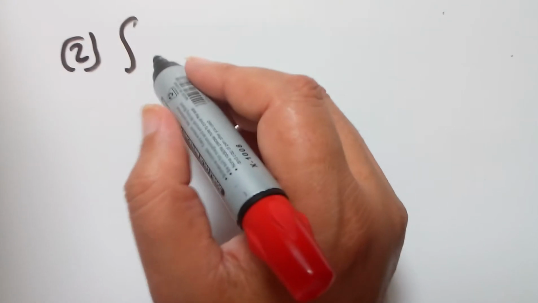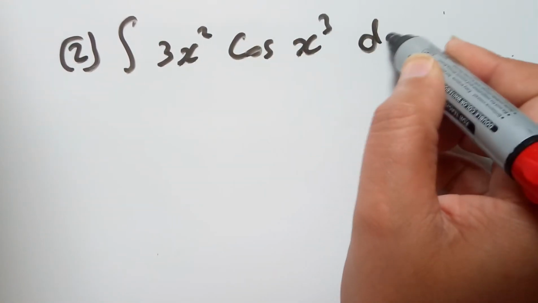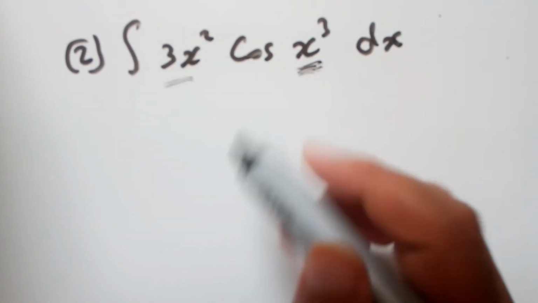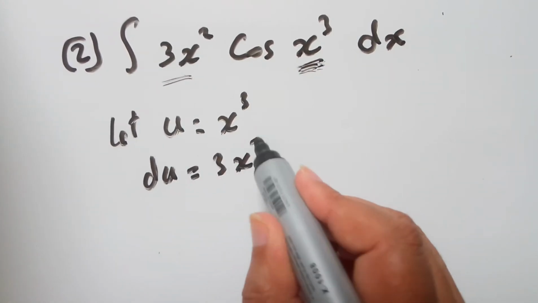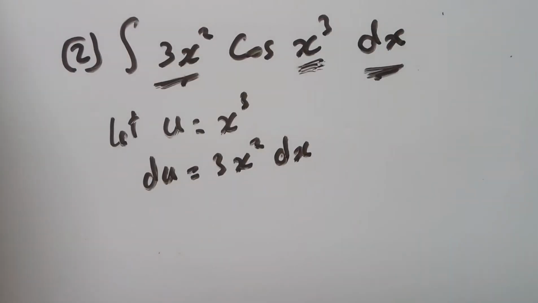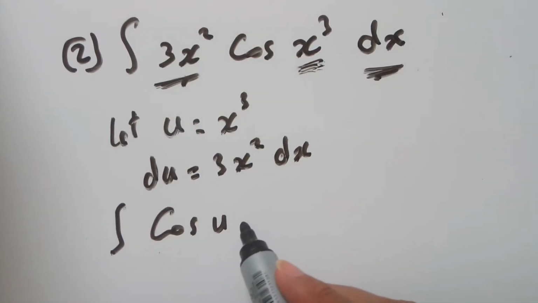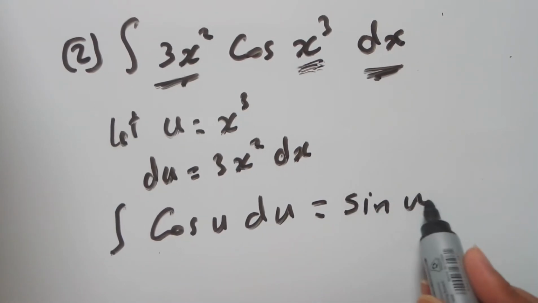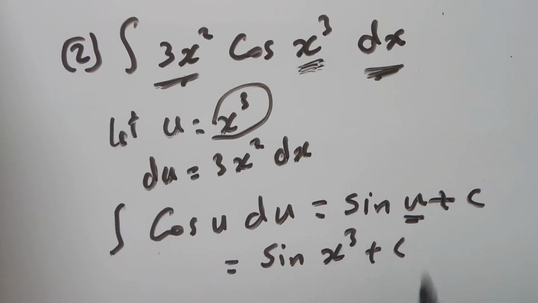Example 2. Find the integral of 3x squared cosine x cubed dx. Here, for cosine x cubed, its derivative is 3x squared. Then you can let u be equal to x cubed. Then du is 3x squared dx. Now we have 3x squared dx here, it is du. Then you can change the form of the question to cosine u du. The rule for cosine u is what? It is sine u plus the constant of integration. Then u is what? u is x cubed. Then it will be sine x cubed plus the constant of integration.